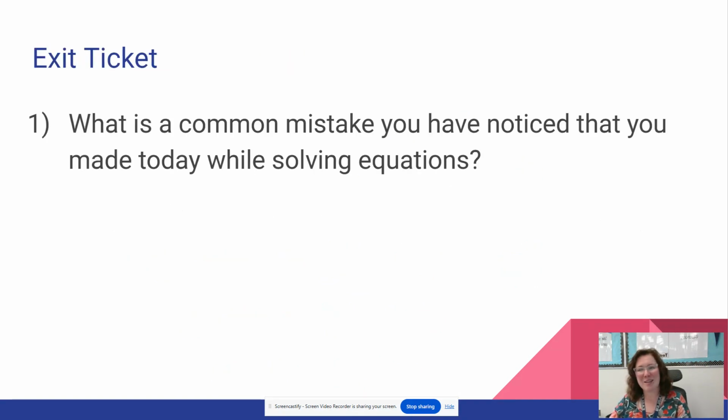Then some homework time. And only one question. What is a common mistake you have noticed that you made today while solving equations? Maybe it was negatives, or maybe it was parentheses, maybe it was combining like terms. There's lots of different places that people make mistakes. So it's important for you to notice where you make mistakes so you can stop making those mistakes.